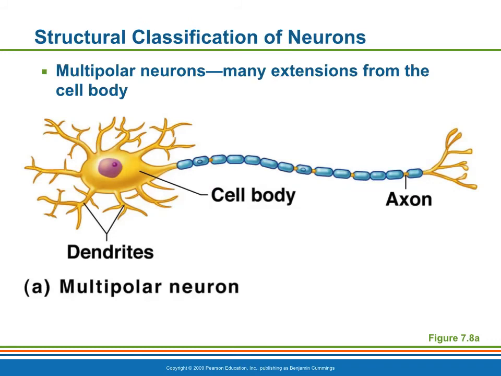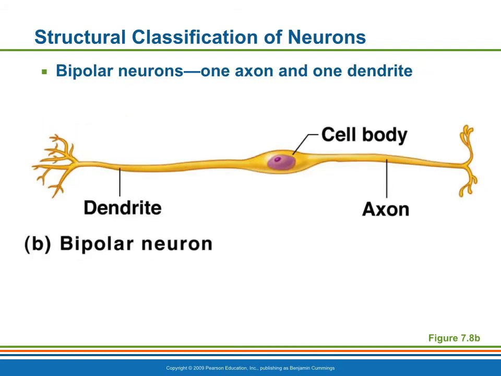Structural classification is based on the number of processes extending from the cell body. If there are several, the neuron is a multipolar neuron. Because all motor and association neurons are multipolar, this is the most common structural type. Neurons with two processes, an axon and a dendrite, are called bipolar neurons. Bipolar neurons are rare in adults, found only in some special sense organs, usually the eyes and nose, where they act in sensory processing as receptor cells.